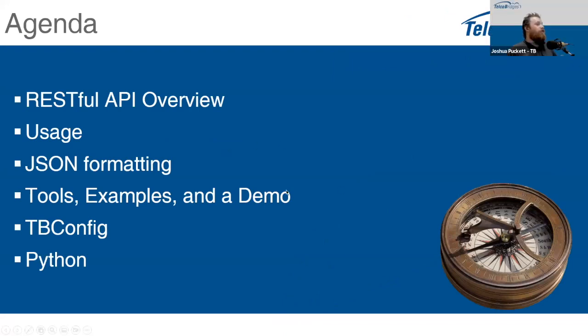So we're going to go over what a RESTful API is, how we use it. I want to talk a little bit about JSON formatting because that's what our API uses exclusively. And then I'll jump into some tools and examples of what you can do and how you can use this. And then I'll go into our own tool that we've made to use the API called tbconfig, and then follow it up by giving you a brief introduction to some of my Python scripts and a little demo on how they work.